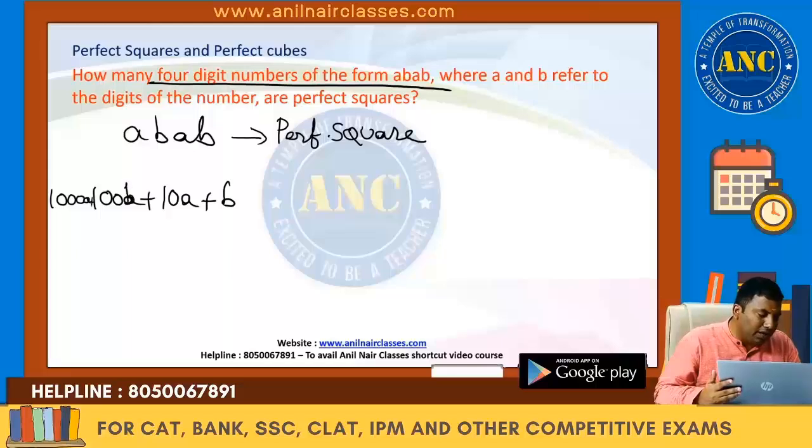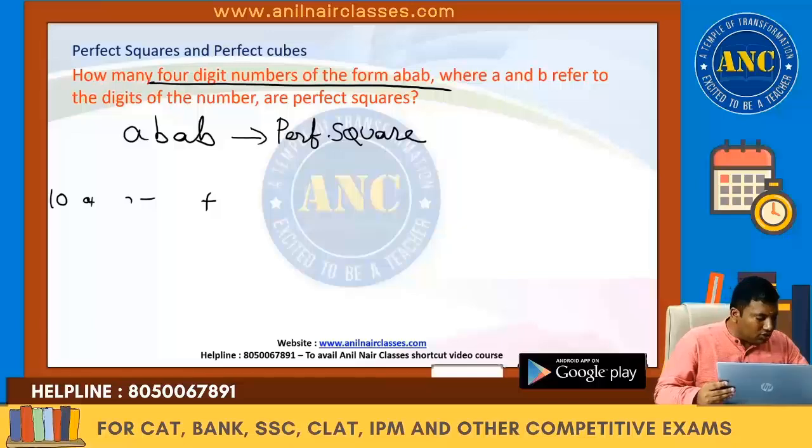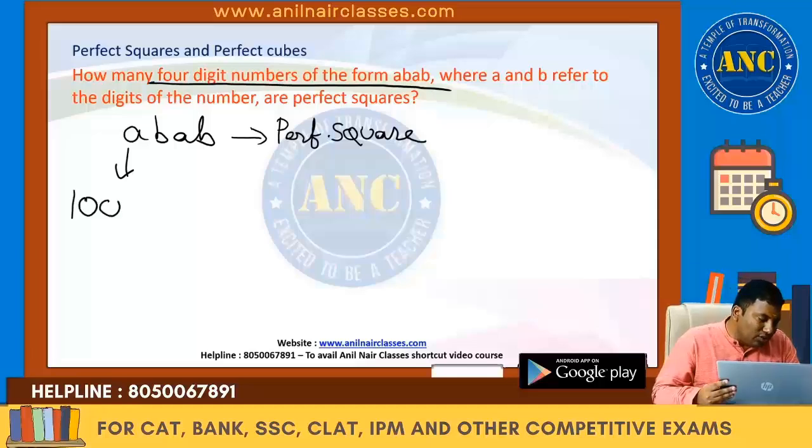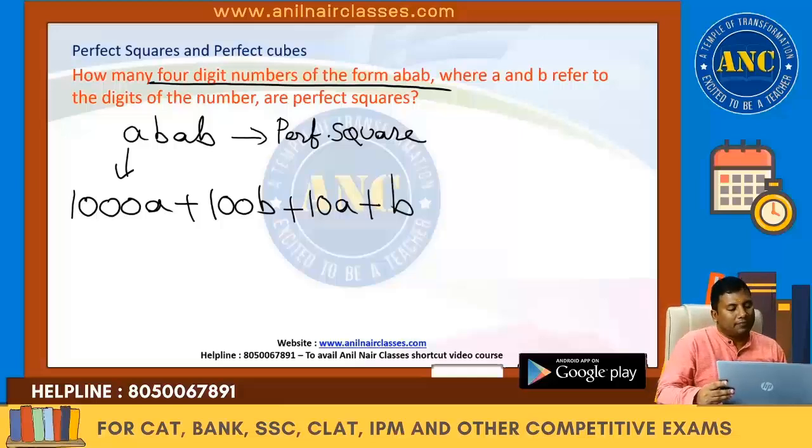1000A plus 100B plus 10A plus B. This is the value. I hope you are all enjoying the class with quality questions being discussed. High quality problems only I will discuss. A is in the thousands place, so 1000A. B is in the hundreds place, so 100B. A is in the tens place, so 10A. B is in the units place, plus B.